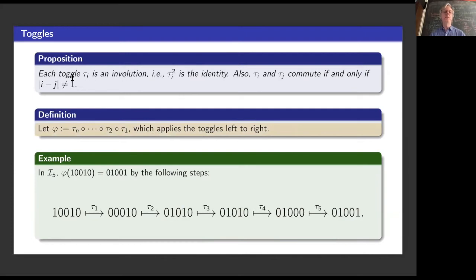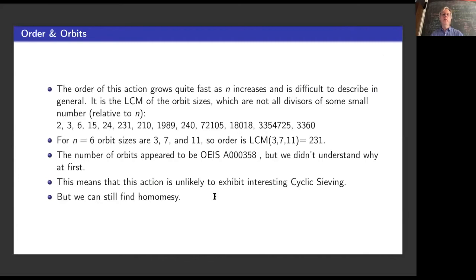And it's easy to see that these toggles are involutions, and also that they commute if and only if they're non-adjacent. Okay, so when Mike Joseph and I first looked at this, this action on the advice of Jim Propp, we found that the order of the map grew much faster than just cyclically rotating bit strings. In fact, you can see these are sort of wacky numbers. They're not even increasing. They kind of go up and down depending. And so for example, for n equals 6, instead of getting back where you started in 6 steps, it takes you 231 steps. The actual number of orbits was a well-known number in OEIS, as you can tell by the small value, but we didn't understand why at first.